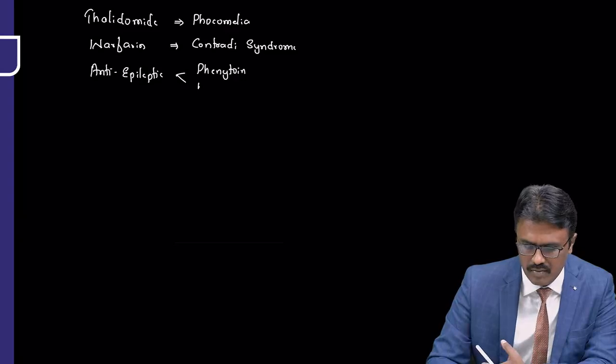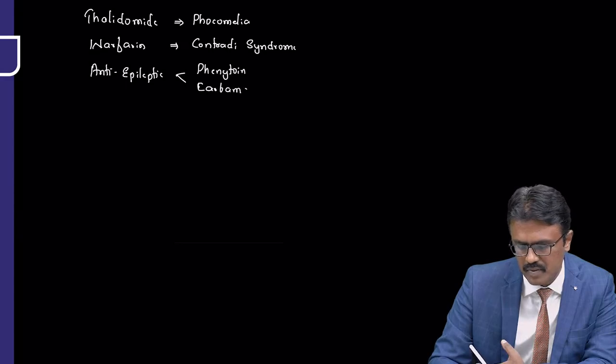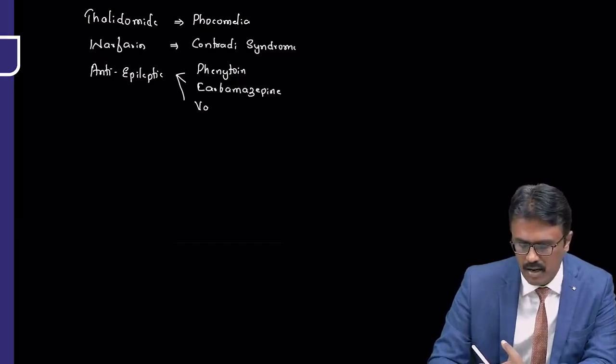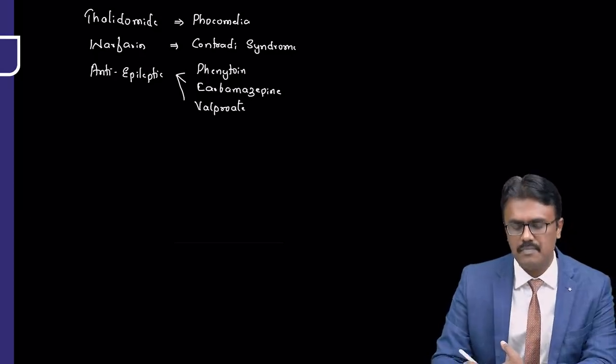Then we have carbamazepine, which can produce neural tube defects. Then again we have valproate, which can also produce neural tube defects.